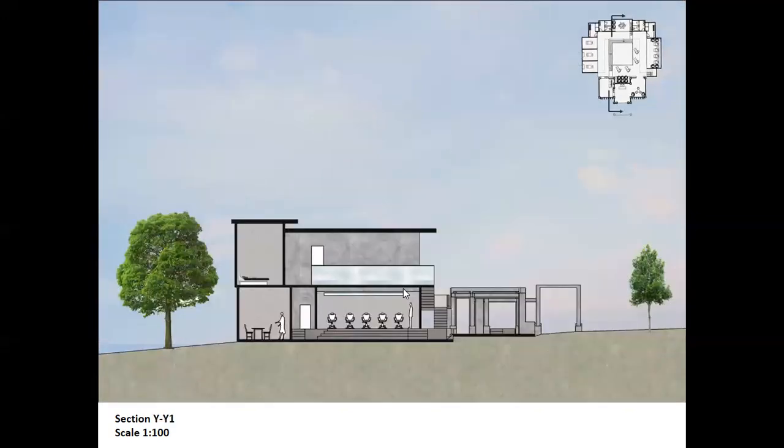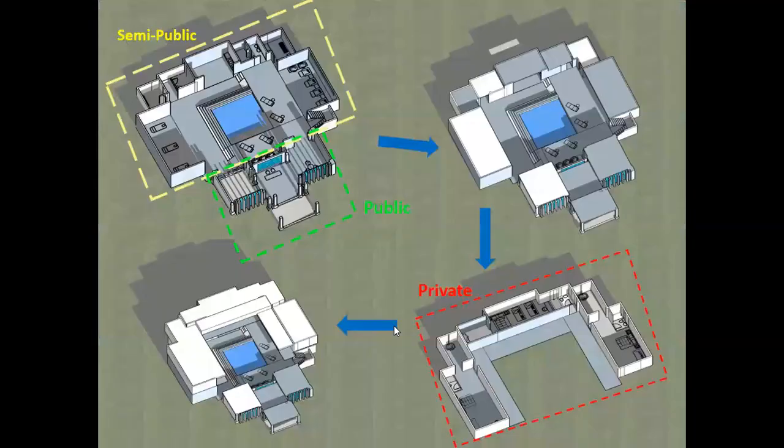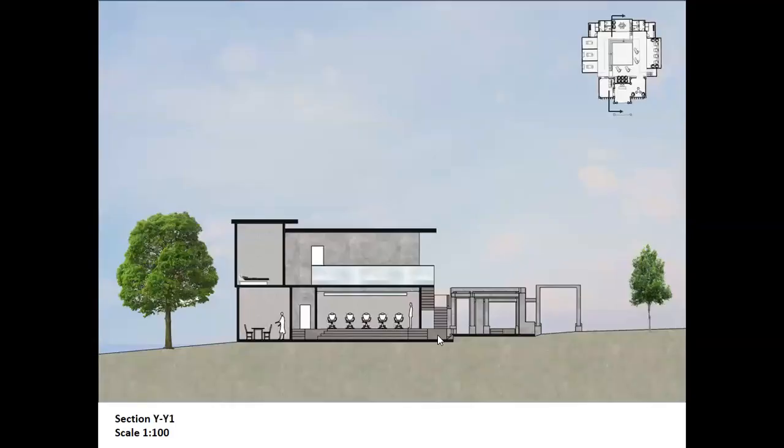Next is the section YY. Due to the slope at the side, there are a few steps from the lobby down to the waiting room, a few steps from the waiting room down to the water therapy area, and also a few steps up to the higher place in the water therapy area. Besides that, ramps are also provided for disabled users.